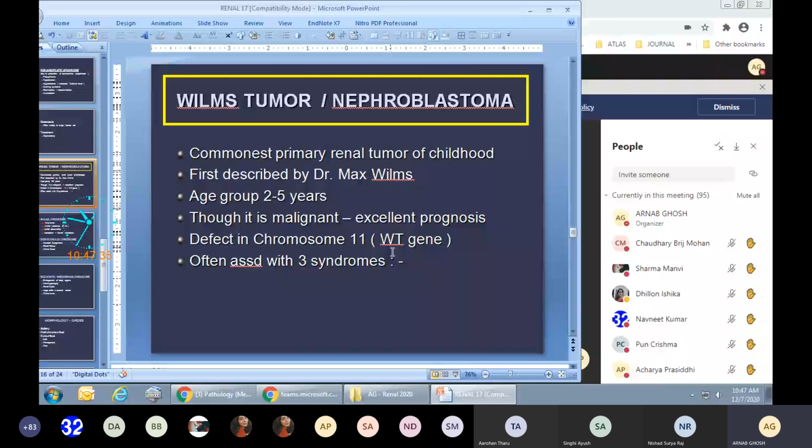on chromosome 11. Any of you can tell me which is the gene defect in adult polycystic kidney disease? PKD1, chromosome 16. Yeah, chromosome 16 and gene is PKD gene. Here it is WT gene. Easy to remember the name. PKD comes from polycystic kidney disease and WT from Wilms tumor. But you remember the chromosome number also.